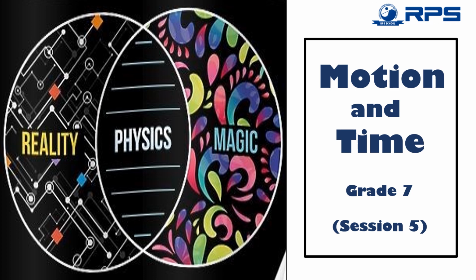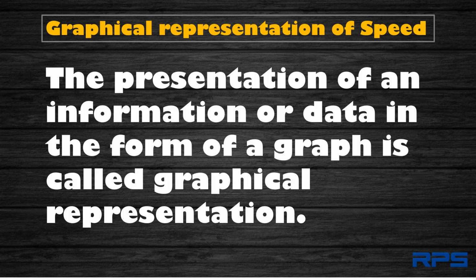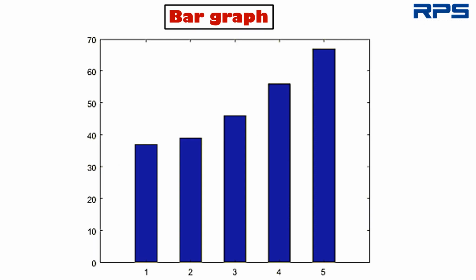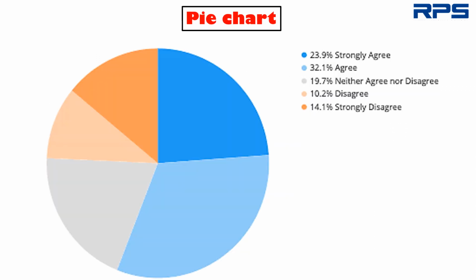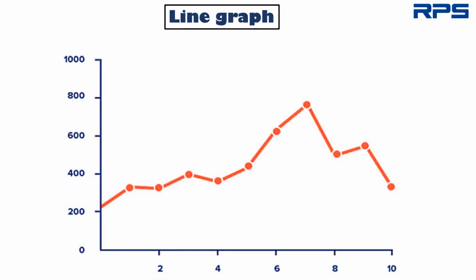In today's session, we'll study about the graphical representation of speed. The presentation of an information or data in the form of a graph is called graphical representation. A graph is drawn on a graph paper and can be of various types such as bar graphs, pie charts, and line graphs.